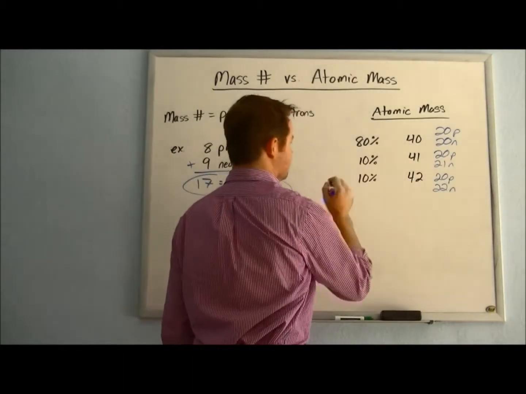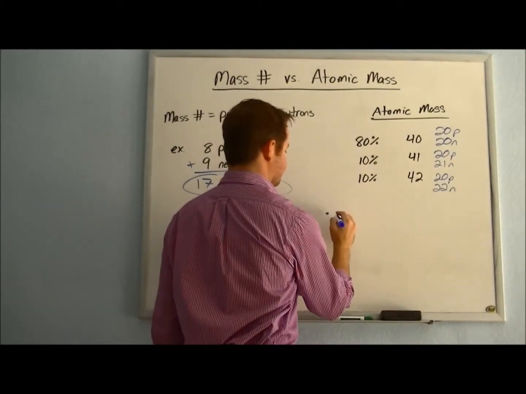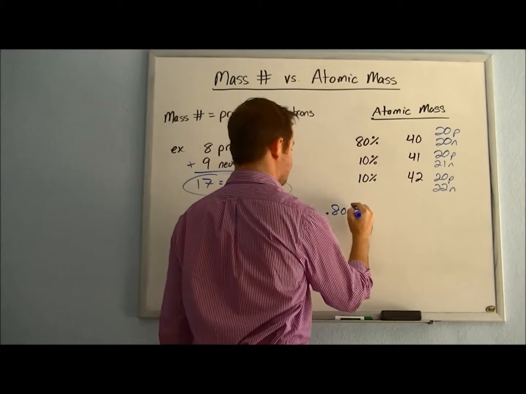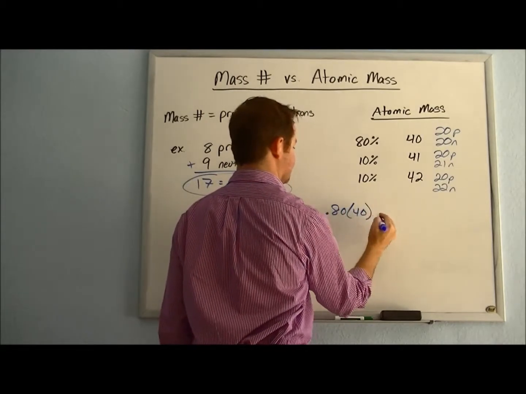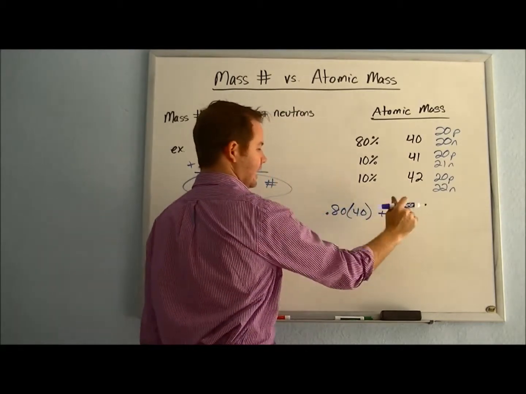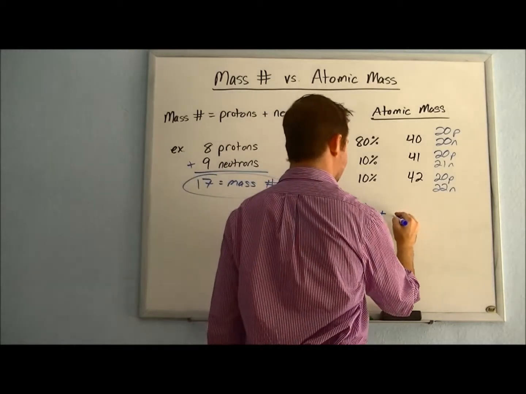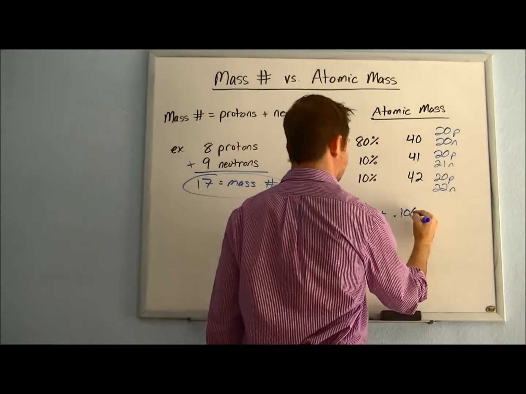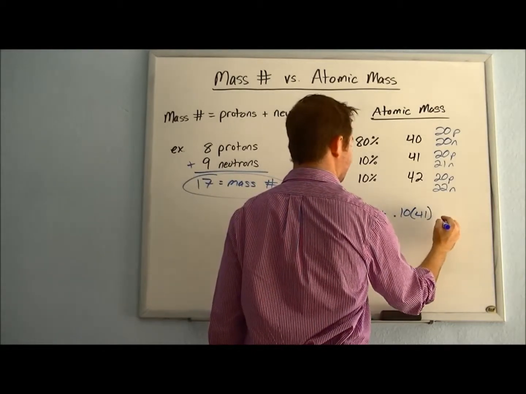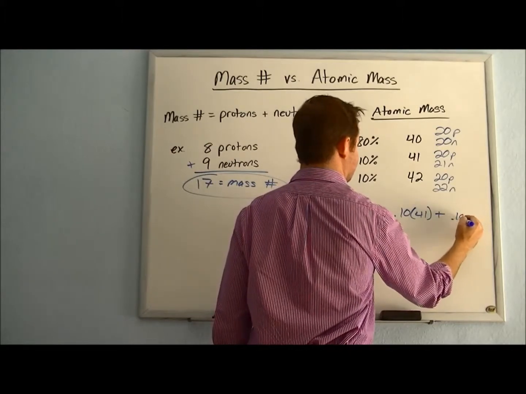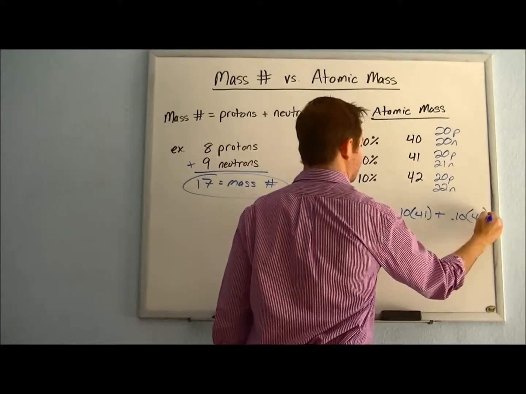And then if we wanted to calculate what the atomic mass is based on this data, we would take into account those percentage values. And when calculating with percentages, we simply convert to decimals. And we're just going to add them all up. So we have 0.80 times 40, 0.10 times 41, and 0.10 times 42.